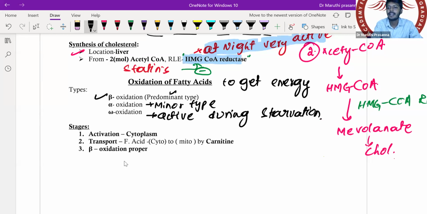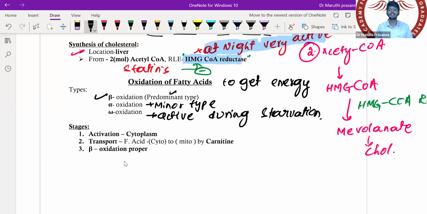What happens here is that it will break the fatty acid and form acetyl CoA. That acetyl CoA will enter the Krebs cycle, and from the Krebs cycle we can get energy. Simple as that. We have fatty acid, a long chain of carbon. I need to break this long chain of carbon into small molecules of acetyl CoA, which enter your Krebs cycle.